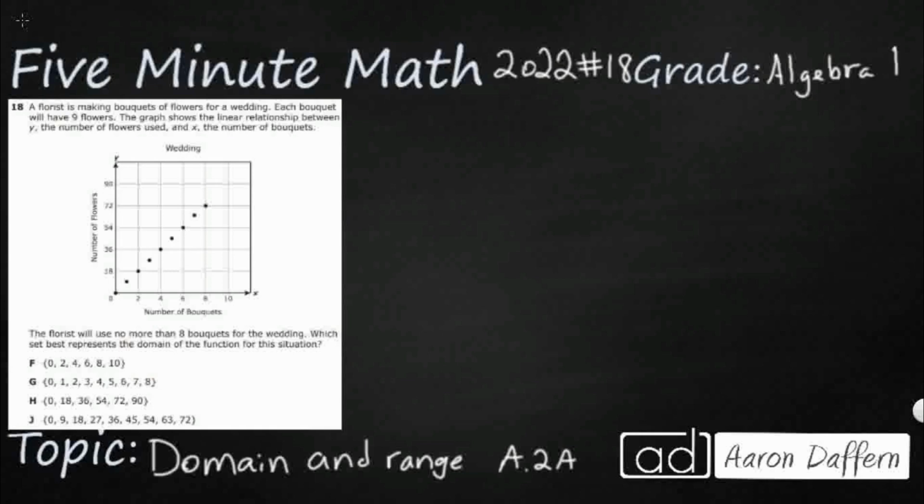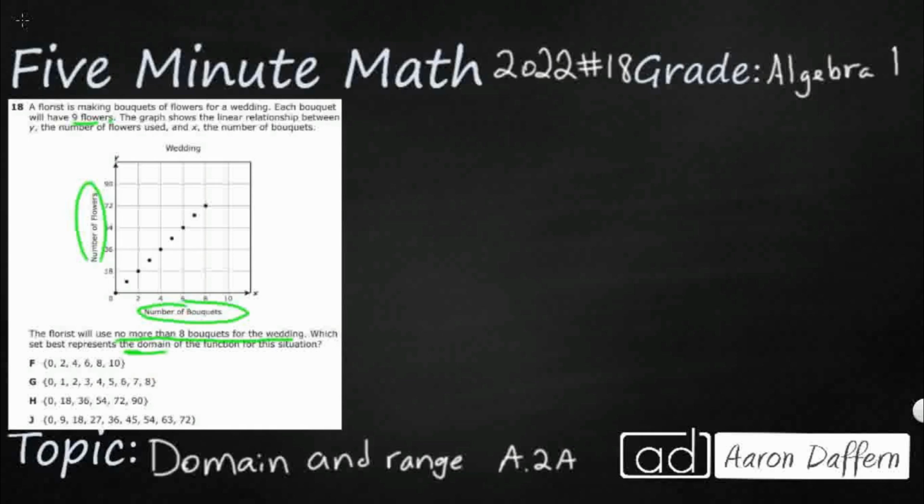So we have a florist making bouquets of flowers. Each bouquet has 9 flowers, and the florist will use no more than 8. So no more than 8 bouquets. Each has 9, and we've got a linear relationship here between our number of flowers and the number of bouquets. So we are looking for the domain of the function.